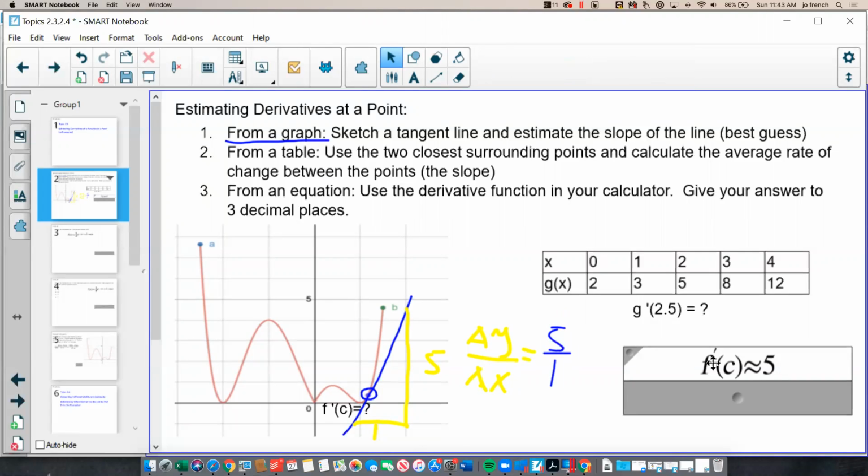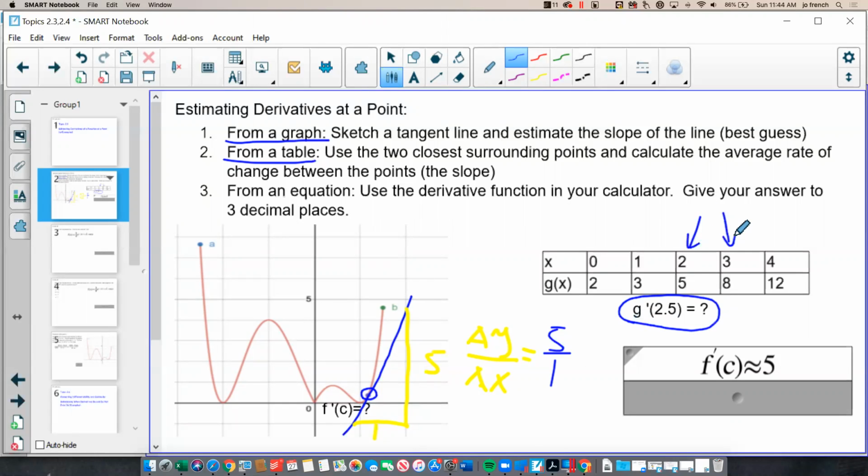When given a table, then our choice is to use the two closest surrounding points and calculate the average rate of change between the points. Again, we're not going to be able to calculate an instantaneous rate of change if all we have are discrete points in our table. So in this case, I'm being asked to estimate the derivative of g at 2.5. Well, I don't have 2.5 as an x value in my table. All I have are 2 and 3, the 2 points closest to 2.5 on either side.